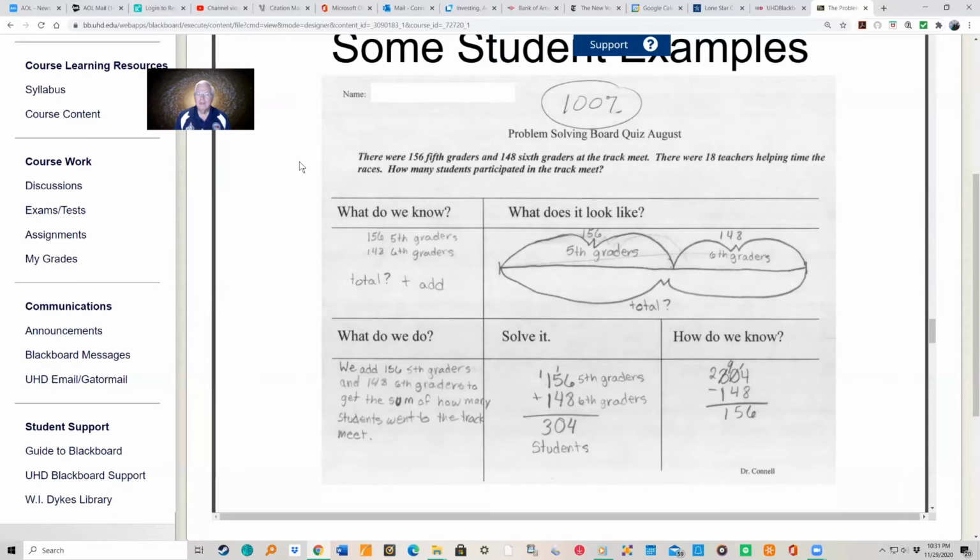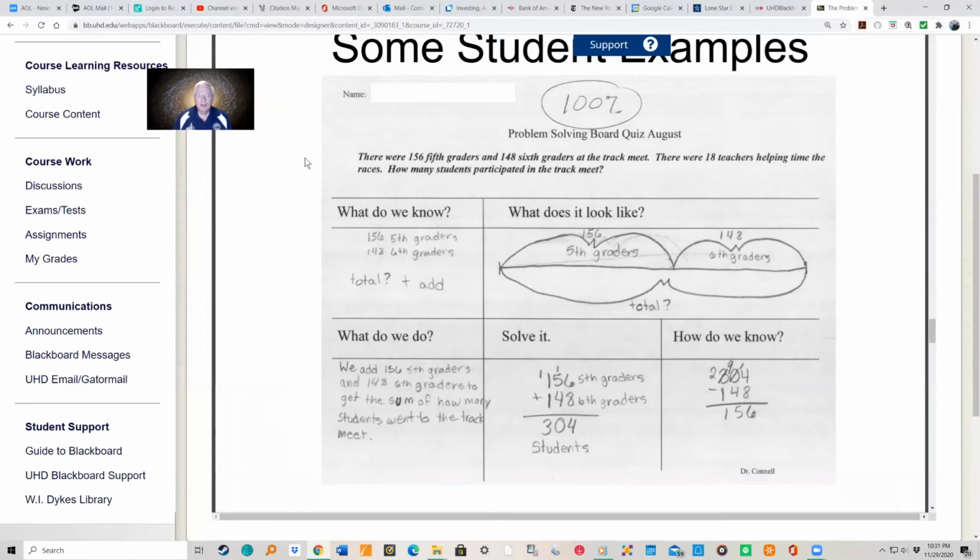So let's read the text here. And what's interesting, I think you'll find, is all of your old reading comprehension strategies work very, very well with the problem-solving board. This should make sense. Dr. Campione and Dr. Brown were both literacy and reading people, whereas I am more of a math person. So that's where this overlap plays out. So let's read this. There's 156 fifth graders and 148 sixth graders at the track meet. There were 18 teachers helping time the races. How many students participated in the track meet?